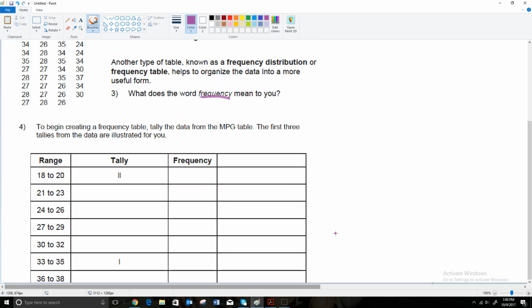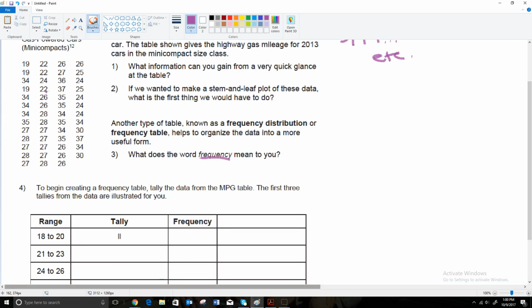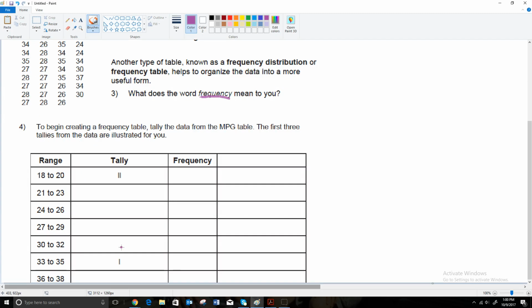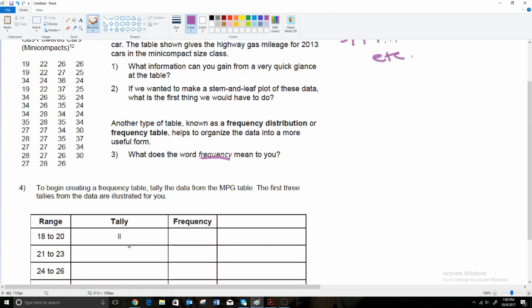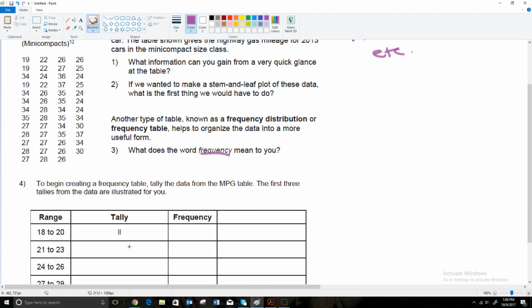So what we're going to do is we're going to go down here and we're going to tally up. They've given us some ranges. They've split it up, 18 to 20, 21 to 23, and so on. And we're supposed to tally how many are in each group. So they've started here with 19 is in the 18 to 20 group. The other 19, or the next 19, is another one in this group. The 34 is here. And I'm going to go through and do this for all of them.